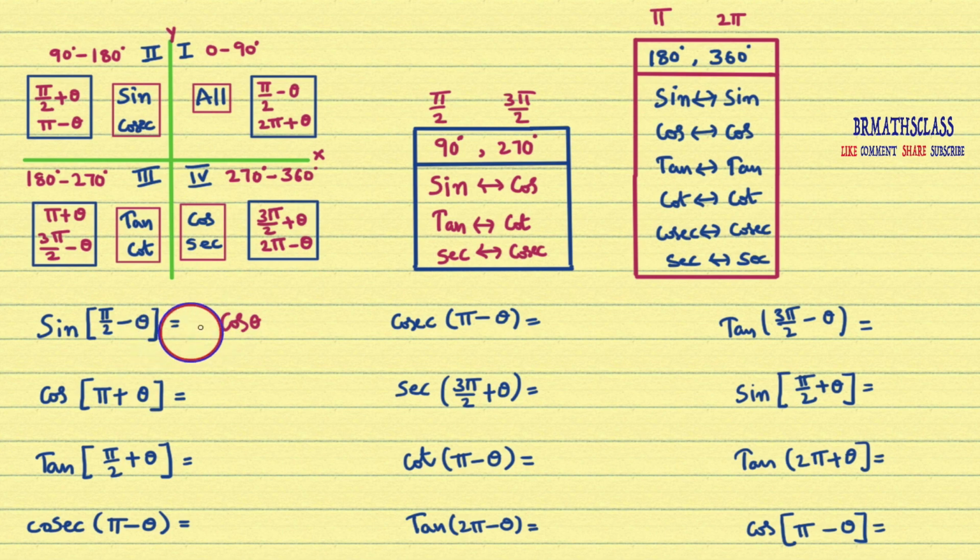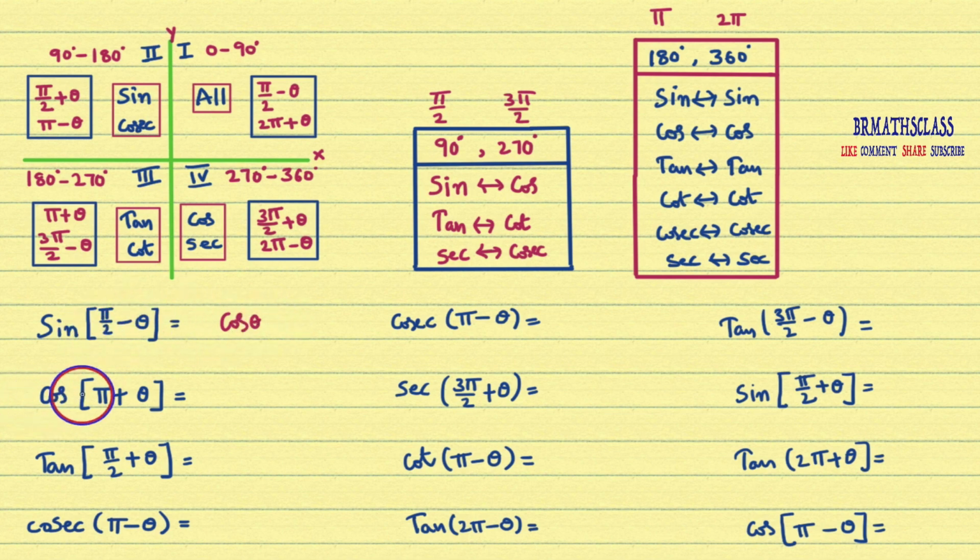Now second point, you need to check the sign. Pi by 2 minus theta. Which quadrant is pi by 2 minus theta? Pi by 2 minus theta is in first quadrant. First quadrant, look here. This is the question. This is not the question. This is the answer. This is the question. Pi by 2 minus theta is in first quadrant. In first quadrant, sine is what? In first quadrant, sine is positive. So sine of pi by 2 minus theta is what? Plus cos theta. Simply we can write cos theta.